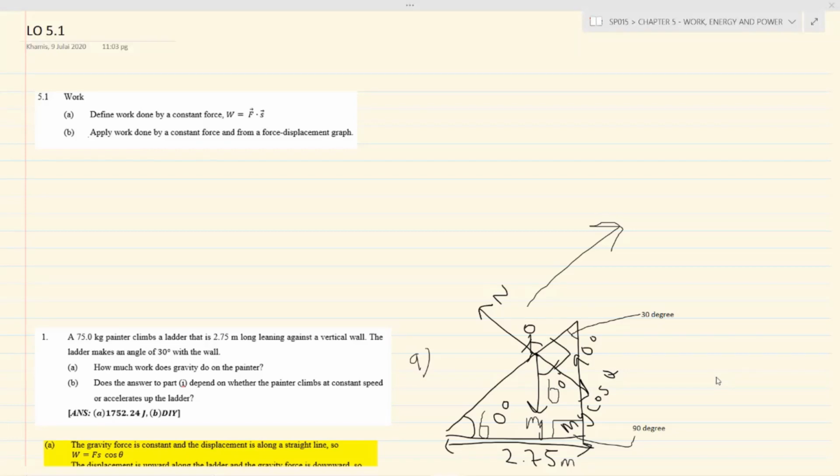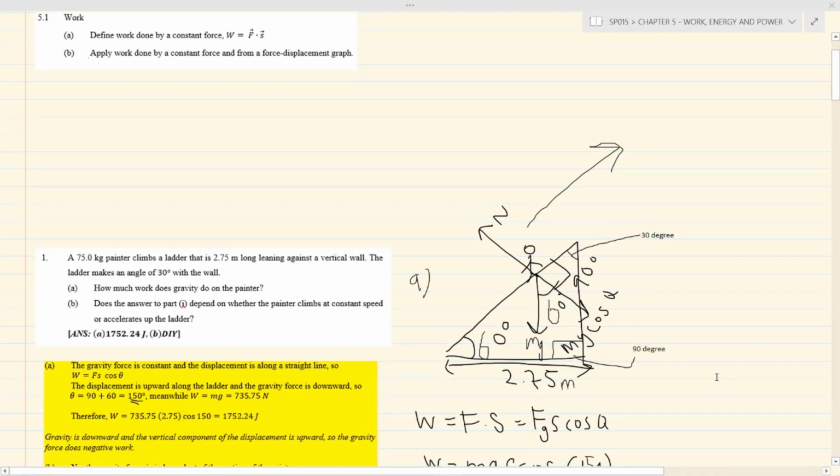Hari ini kita akan buat review tutorial on chapter 5, Work, Energy and Power. So, Work, Energy and Power dia ada subsection 5.1, 5.2 dan 5.3. Dalam video pertama ni kita akan buat tentang 5.1. Okay, so 5.1 kita tengok the question ada 5 question. Question 1 up to question 5. So, jom kita tengok question 1 dulu.